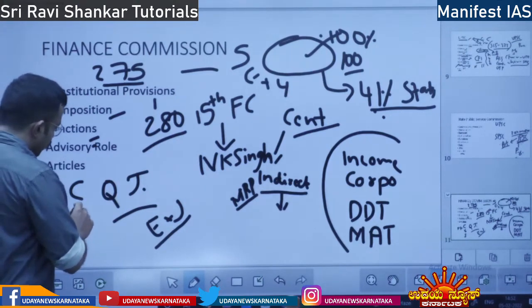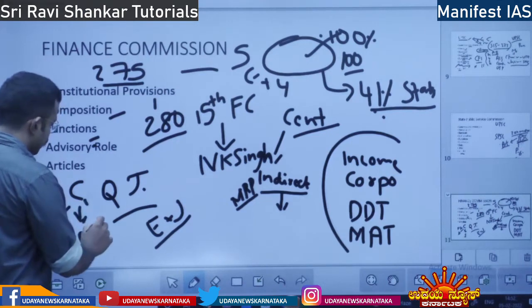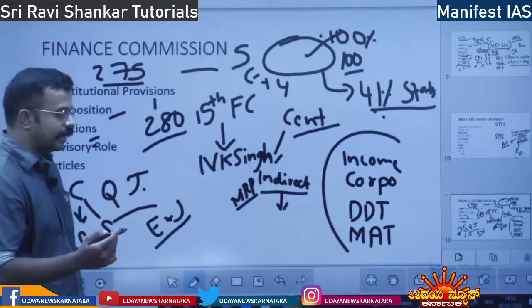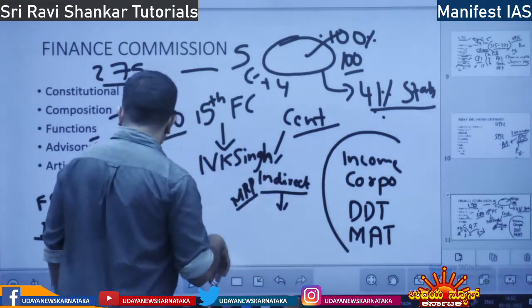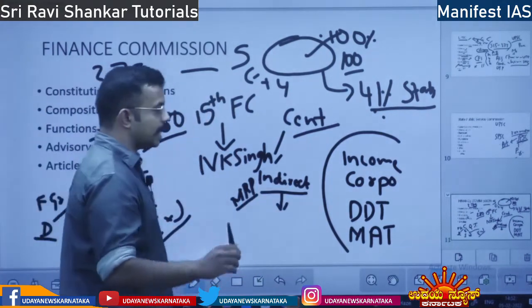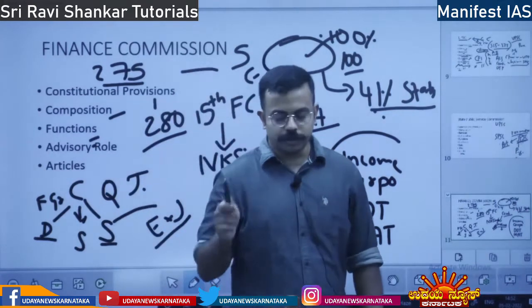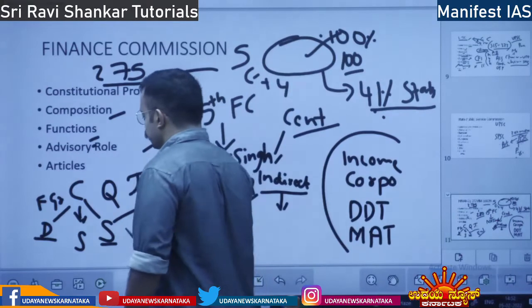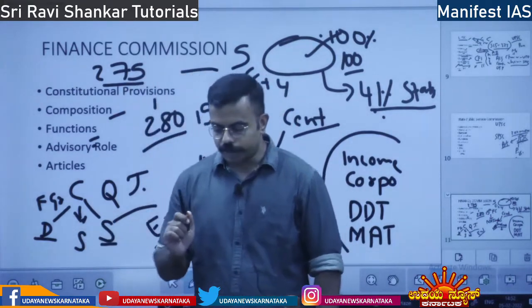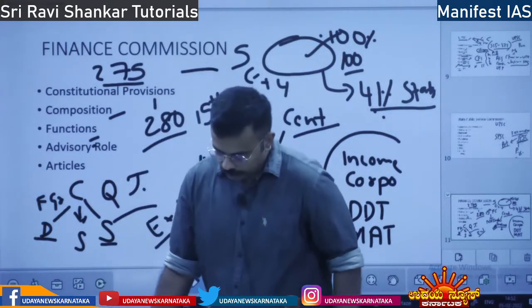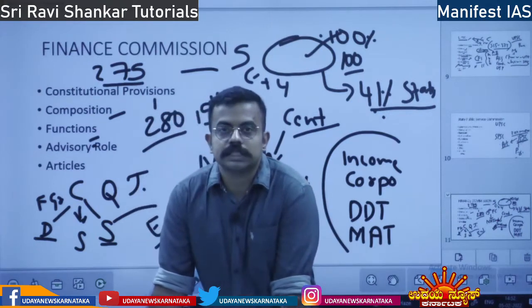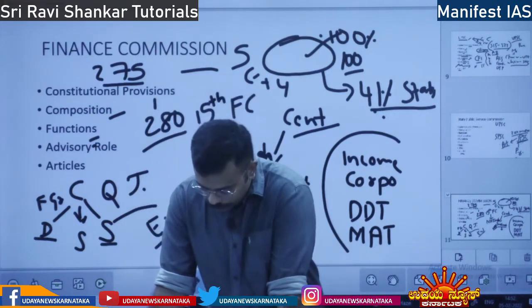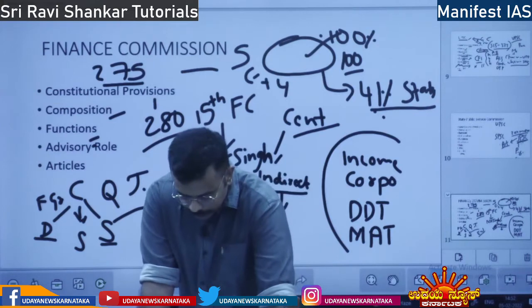Here there are 2 types of grants. One is discretionary grant, another is statutory grant. Discretionary grant, the central government can give whenever it wants. No compulsion. Statutory grants, there is compulsion. They have to give these grants. On what basis do they give these grants? It is based on the recommendation of the Finance Commission. The Finance Commission says how much grants in aid should be given to the states from the center.